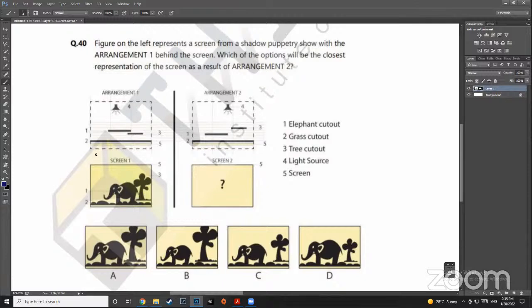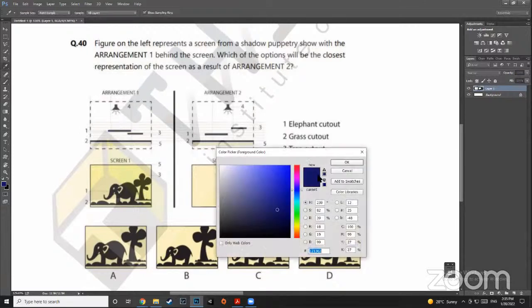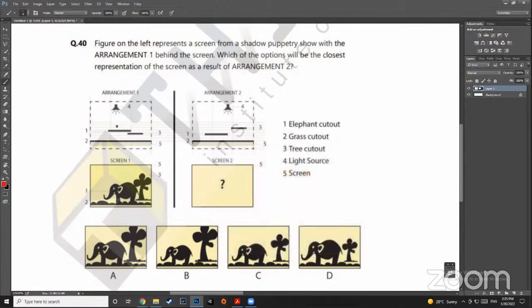So here we can see, just check it out. It's pretty easy. If you can just pay attention, we can see what is happening here. One is closest to the light, right? So what is one here? Elephant cutout. So we can see elephant cutout being big. Now in arrangement 2, we can see that it has moved away from the light. So what will it be? Will the shadow of the elephant be bigger or will it be smaller? If it is moving away from the light, will it be bigger or will it be smaller?